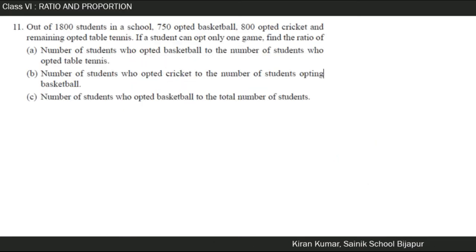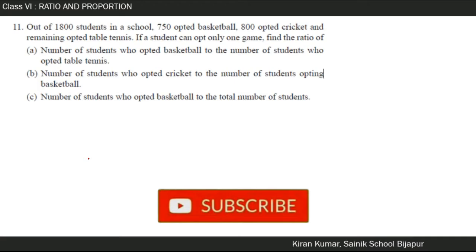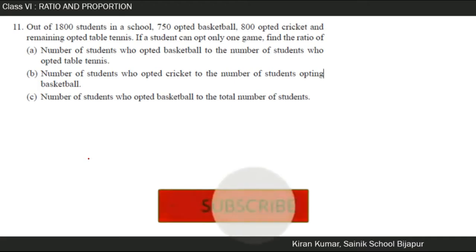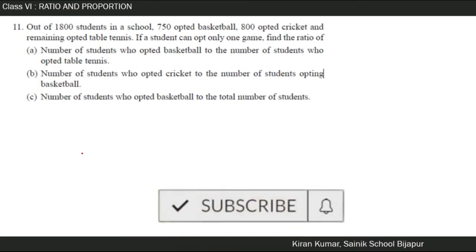Question number 11. Out of 1,800 students in a school, 750 opted basketball, 800 opted cricket, and remaining opted table tennis. If a student can opt only one game, find the ratio of the number of students who opted basketball to the number of students who opted table tennis.